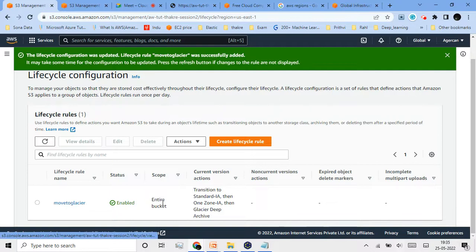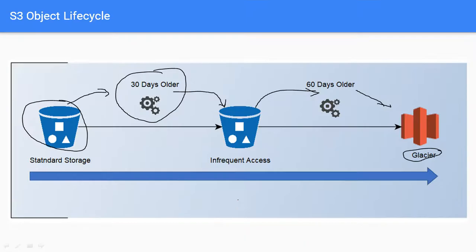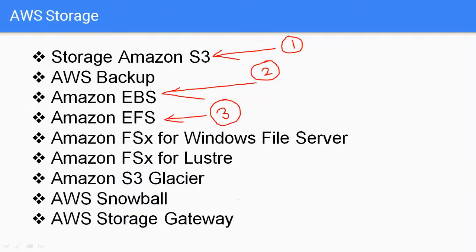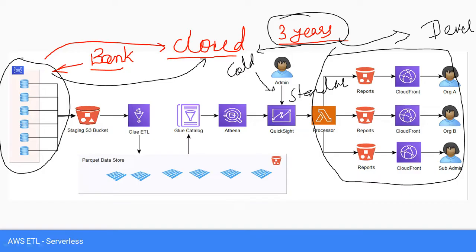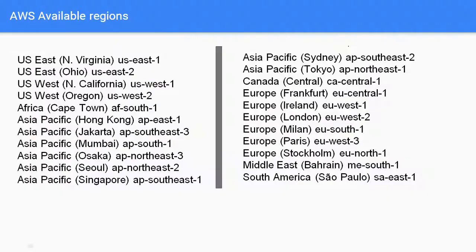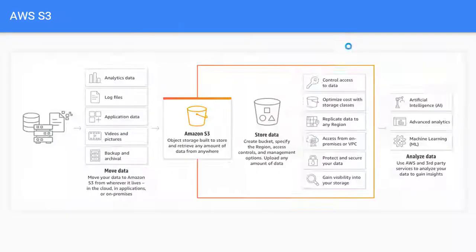So you can see that the lifecycle has been created. It is the same as I explained in this design and requirement: petabytes of data you can move to cold storage because it was not used for 3 years, and whenever it is required we can pull it and start doing the development.